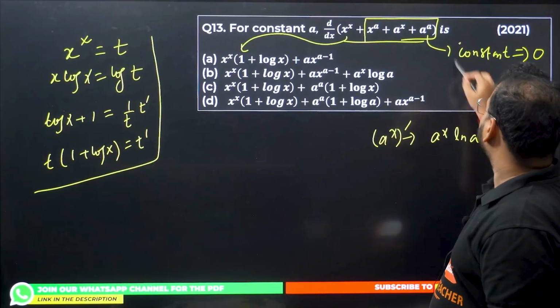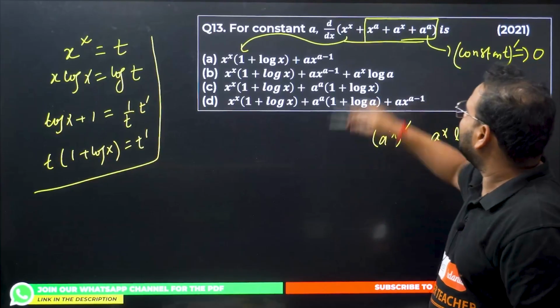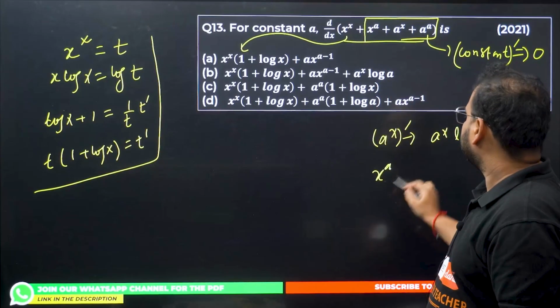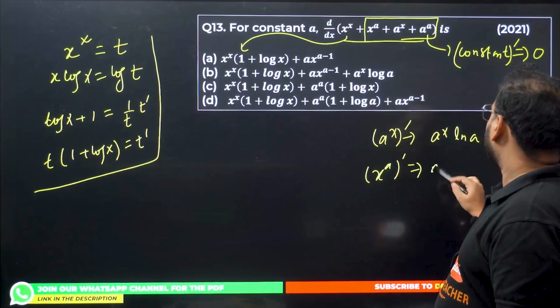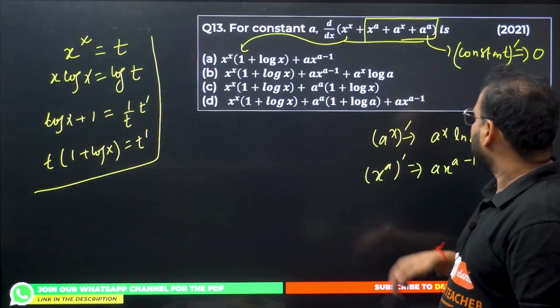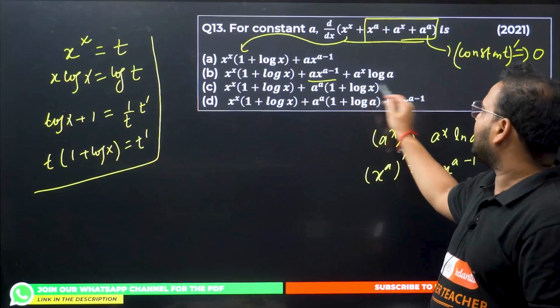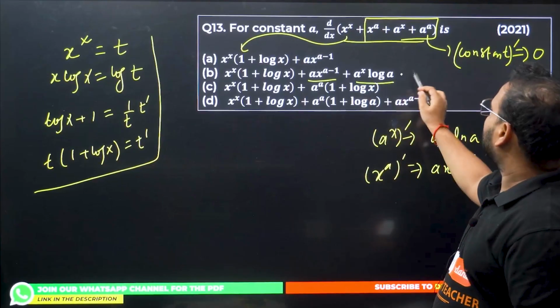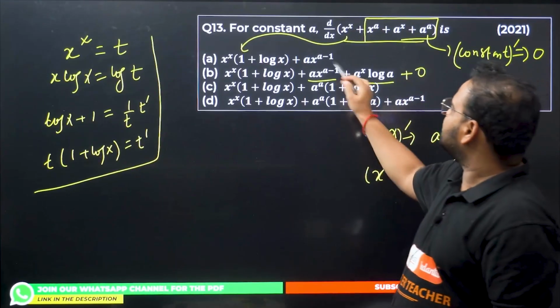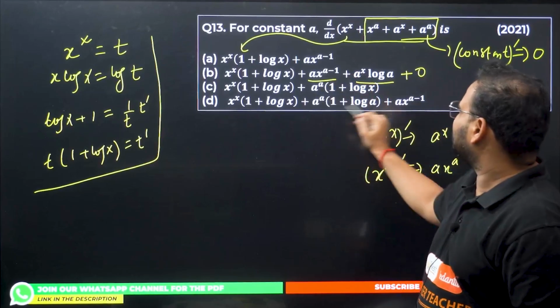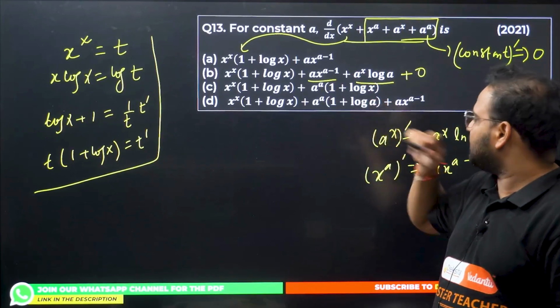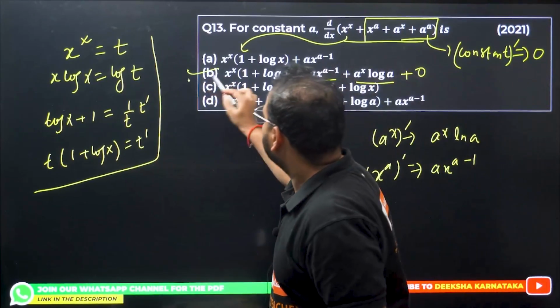The derivative of a constant is 0, and the derivative of x power a is nothing but a x power a minus 1. So look for these options: a x power a minus 1, a x log a, and of course this 0 added with plus. In this case, a x log a is missing. Here something else is given, some weird thing, in option C and option D. It means my option B is the right choice.